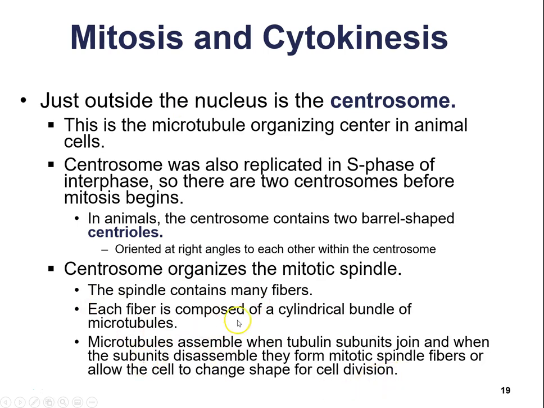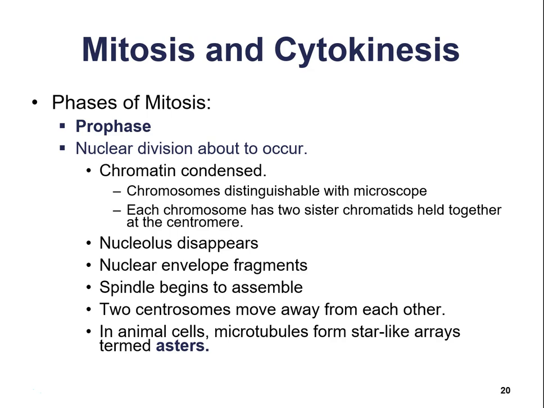Right, you've got the microtubules. They assemble, made up of tubulin, and basically they allow for the change in cell shape, but they're also going to be able to grab onto those chromosomes and pull them to opposite ends of the cell. So we're going to see pictures of this. It will make sense. Okay, so let's talk about the different phases of mitosis.